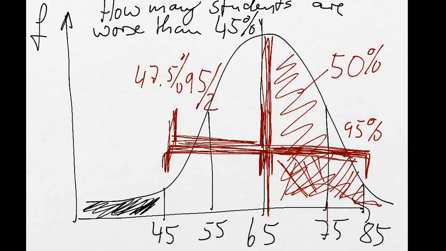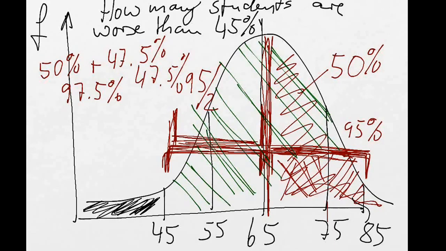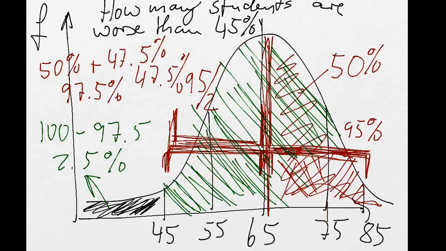And now I add them both together. I have 50% plus 47.5%. And that gives me 97.5%. So I know that 97.5% are doing better than my cutoff point. So therefore, this cutoff point is 100 minus 97.5. That gives me 2.5%. Only 2.5% are doing worse than 45%, than my cutoff. Does that make sense?